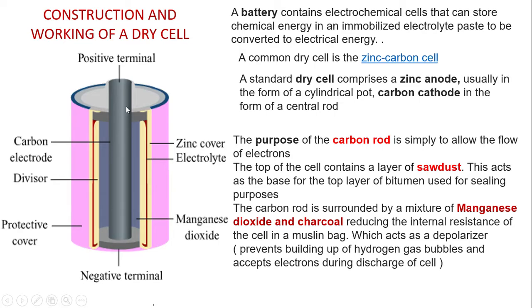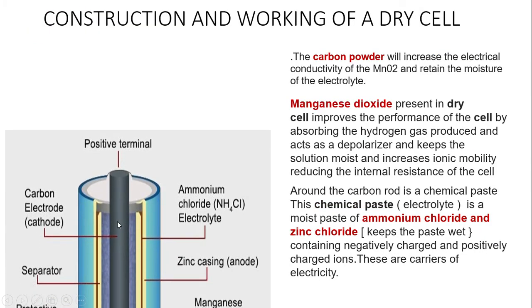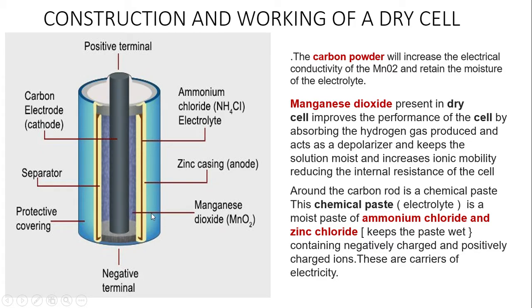The carbon rod is surrounded by a mixture of manganese dioxide and charcoal, reducing the internal resistance of the cell, in a muslin bag, which acts as a depolarizer, preventing the building up of hydrogen gas bubbles, and accepts electrons during the discharge of the cell. The carbon powder increases the electrical conductivity of manganese dioxide and retains the moisture of this electrolyte.